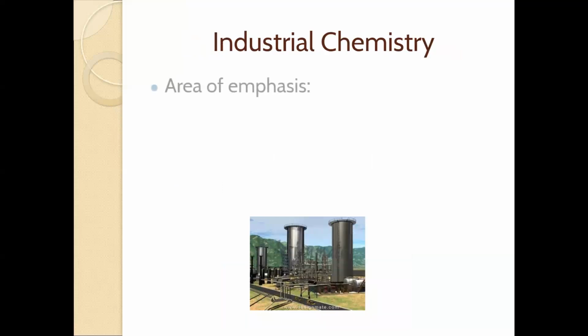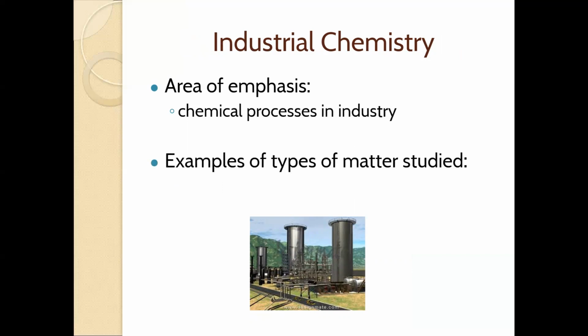We have industrial chemistry, which is going to focus on chemical processes in specific industries. So like paints or coatings or stringent materials that one might use for engineering, for building things. Anything like that is going to fall under the umbrella of industrial chemistry.